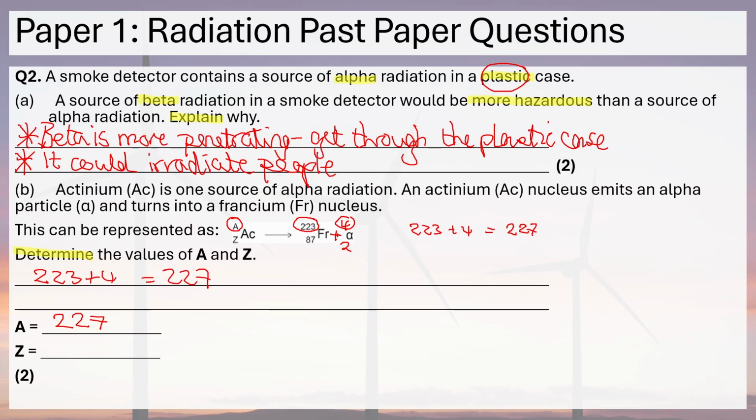And then if I look at the atomic numbers on this side, I've got 87 plus 2. So 87 plus 2 equals 89. So Z must be 89.